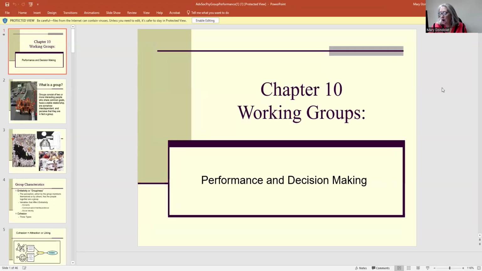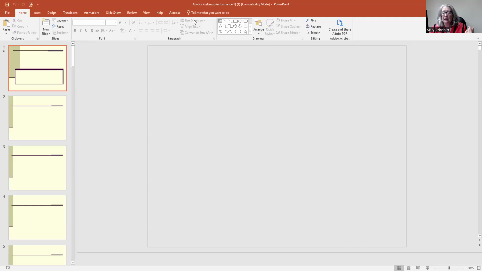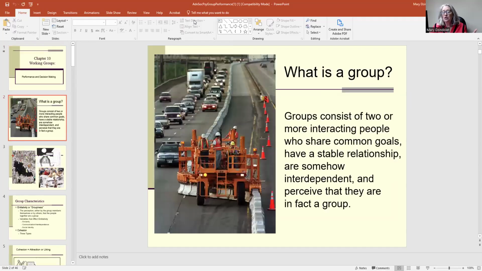Okay, so when we're talking about working groups, performance, and decision making, one of the first things we need to do is to define what it means to be a group. And so let's go right into that. What is a group? It sounds like it's really easy to decide what a group is. Everyone knows what a group is. Why do we even have to go and define it?